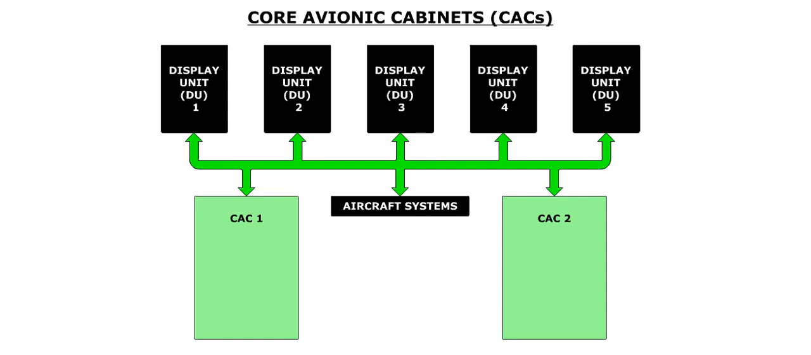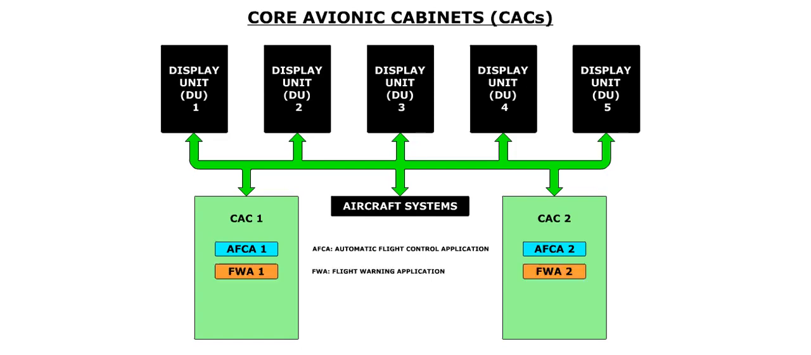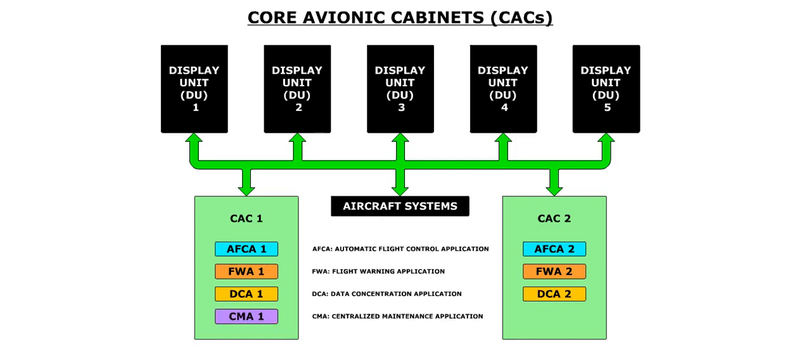CAC-1 controls the autopilot functions, and CAC-2 monitors the autopilot functions. The CACs communicate with the 5 display units, as well as aircraft systems, through data buses. The CACs host the Automatic Flight Control application, the Flight Warning application, or FWA, the Data Concentration application, or DCA, and the Centralized Maintenance application, or CMA.